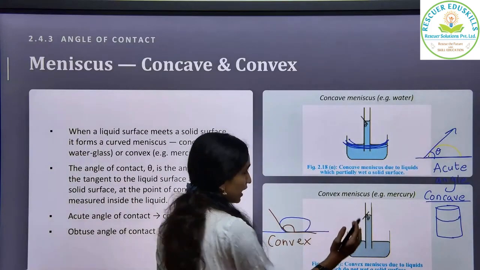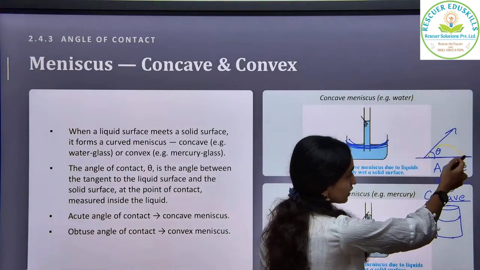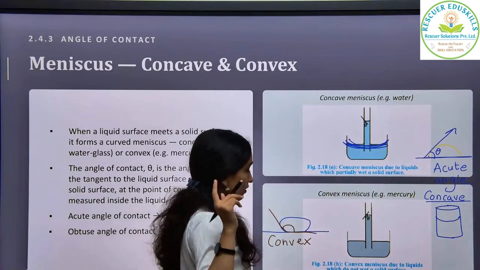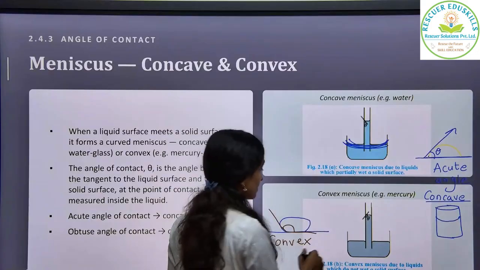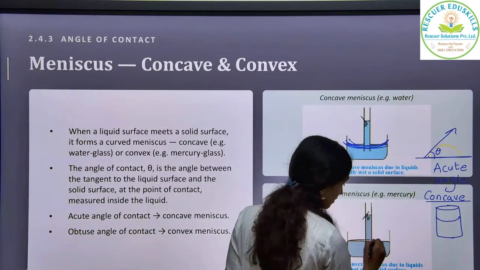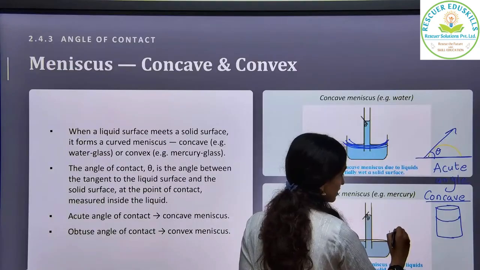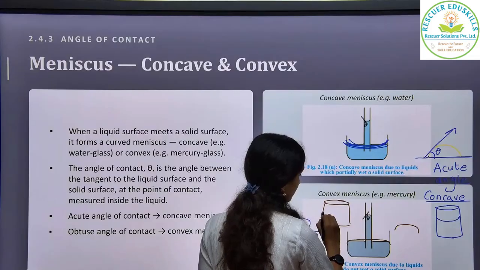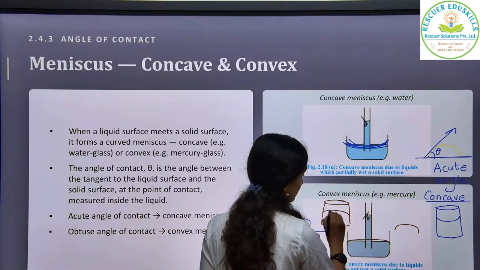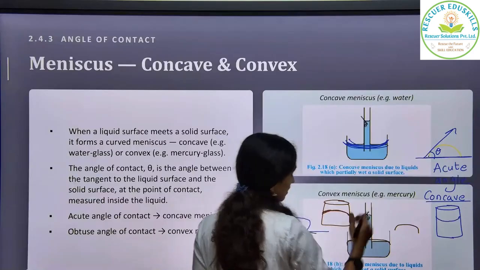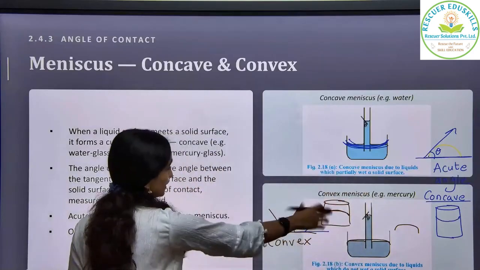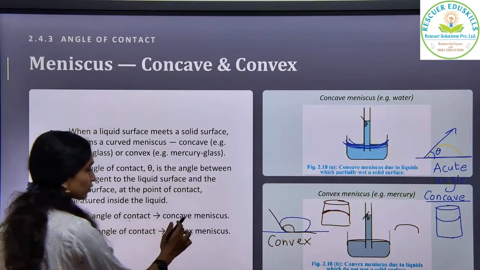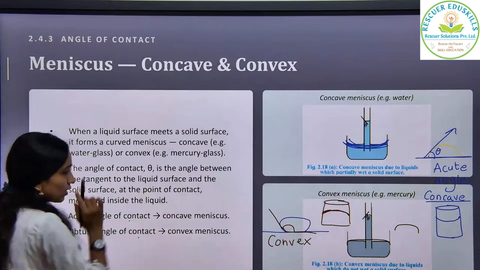I hope you understood that when liquids make an acute angle, then the meniscus is concave, and when liquids make an obtuse angle, then the meniscus is convex. As you can see here, the meniscus is like this. If this is the container, then the liquid will appear like this, in a downward direction. So, acute angle of contact, concave meniscus. Obtuse angle of contact, convex meniscus.